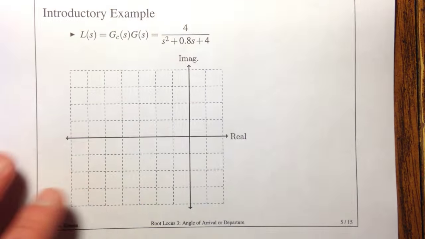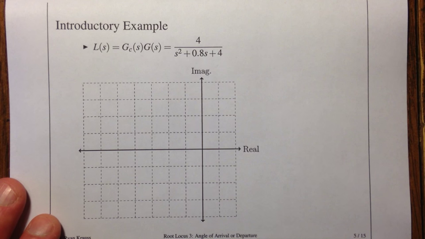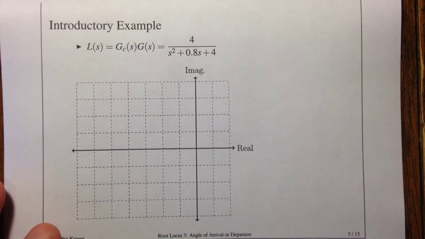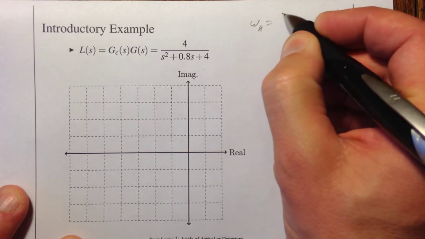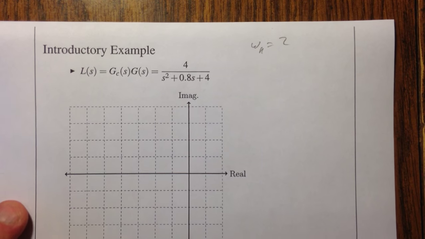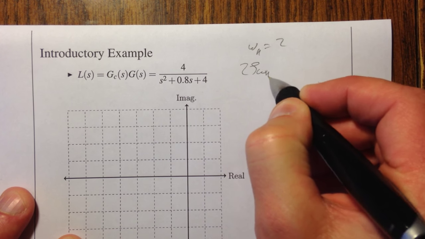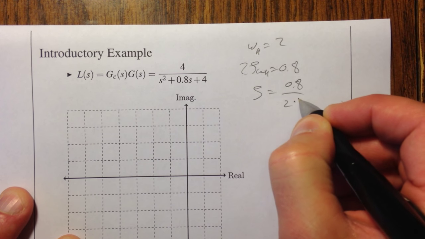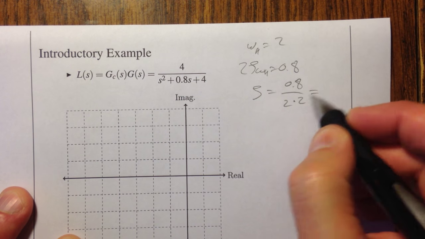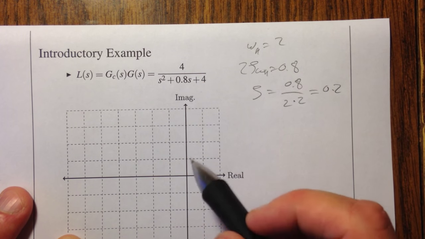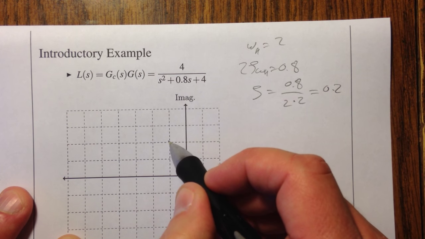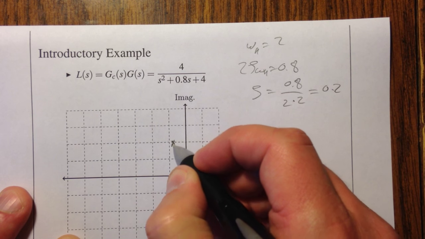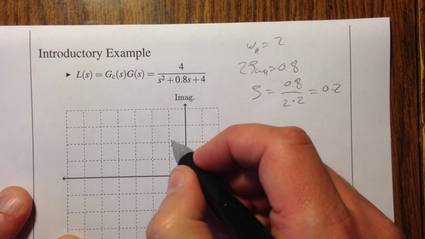Just as an introductory example of how we're going to do this, consider this system, which just has two complex conjugate poles, which appear to be underdamped. Let's do some quick calculations. Omega n is going to be 2, the square root of 4. And then 2 zeta omega n is equal to 0.8. So zeta is equal to 0.8 divided by 2 divided by omega n, and it looks like zeta is 0.2. So we're talking about a radius of 2.